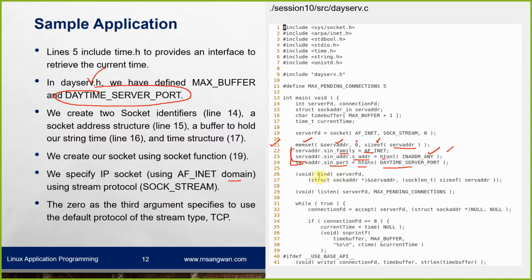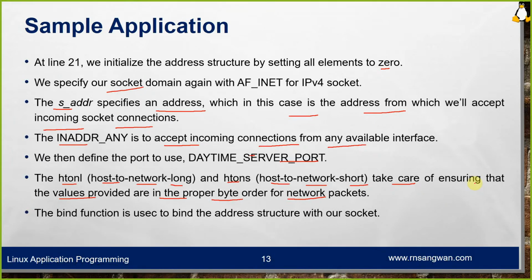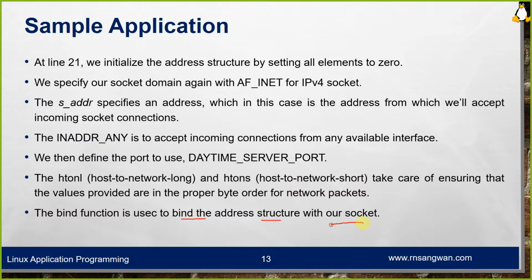Then we are binding this. Bind, server FD, struct sockaddr pointer server address, socklen_t size of server address. That means we are binding the details, the address space, with the socket we have created. So the bind function is used here to bind the address structure with our socket. Whatever structure we created and specified all the details in, we bind that with our socket.